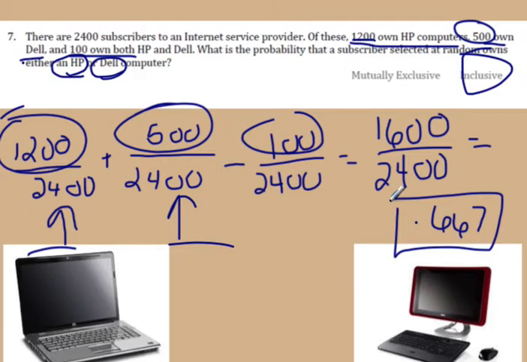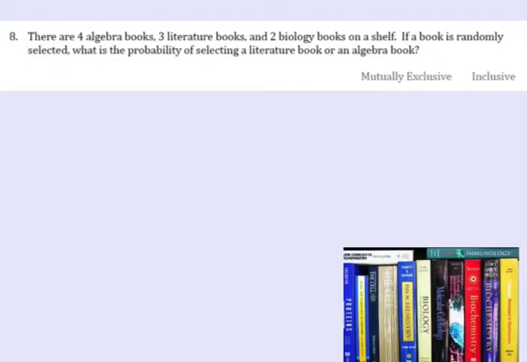And remember to always watch your rounding. I usually like students to have 3 decimal points. So you always want to look at the 4th decimal point and see if it's 5 or greater.